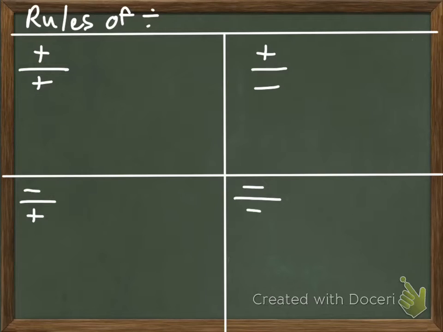Now we're going to look at the rules of division. So in the upper left hand corner we have a positive divided by a positive. So let's take positive 8 divided by positive 2. Positive 8 divided by 2 is 4. So it is positive.